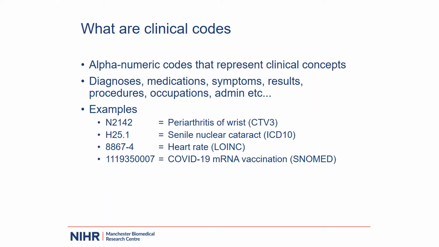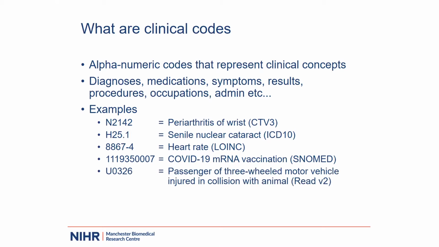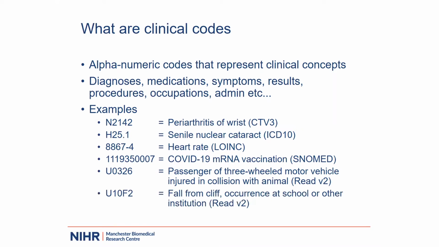What you can see there is that these codes obviously adapt over time, and new ones are appearing all the time. You also get quite bizarre ones. U0326 means passenger of three-wheeled motor vehicle injured in collision with animal. I'm not sure this sort of thing happens that often, but you'd be comforted to know that there is actually a code for it. And one of my favorites, U10F2, which means fall from cliff occurrence at school. I'm willing to bet this probably has never happened.